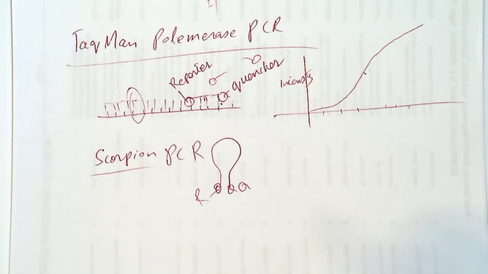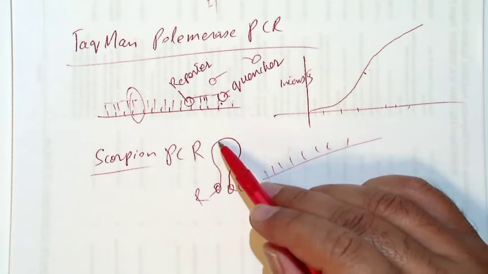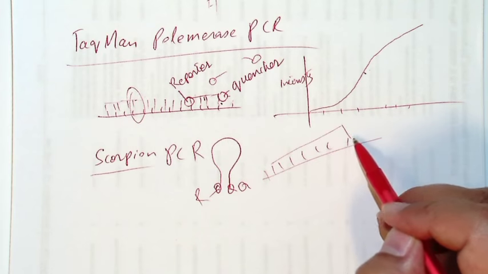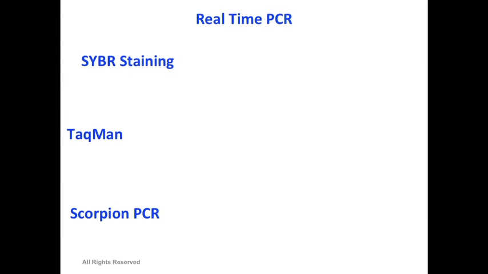But when it opens up, when it sees a sequence of interest, then this loop will bind here and it opens up like that, when it has a target sequence. When it opens up, the quencher and reporter are far from one another, and then you see the amplification. So basically the point is that as it's getting amplified, you want to see if your product is getting amplified or not. So these are the three different standard techniques for real-time PCR.